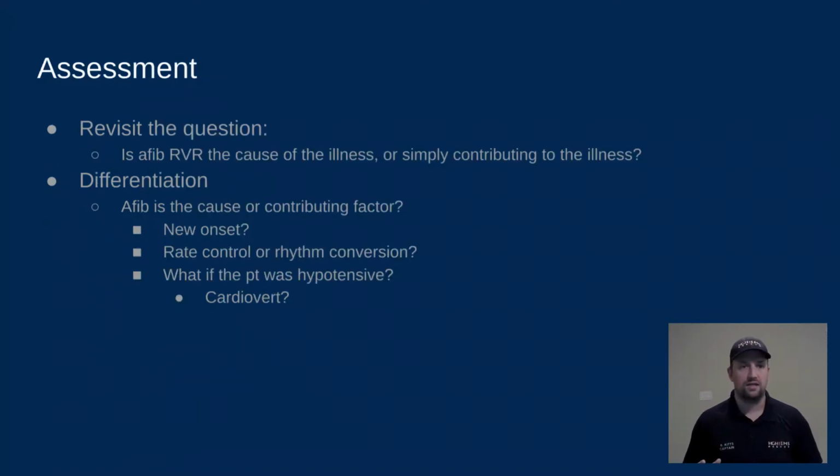So using that case, let's revisit that question. Do we think that AFib with RVR is the cause of the illness or simply a contributing factor to the illness? So we need to differentiate. Is this new onset? Should we do rate control or rhythm conversion? What if this patient is hypotensive or becomes hypotensive? Do we cardiovert or do we do rate control?